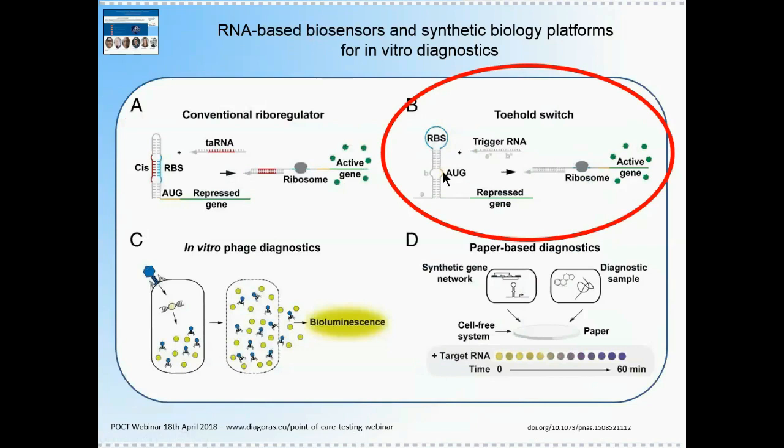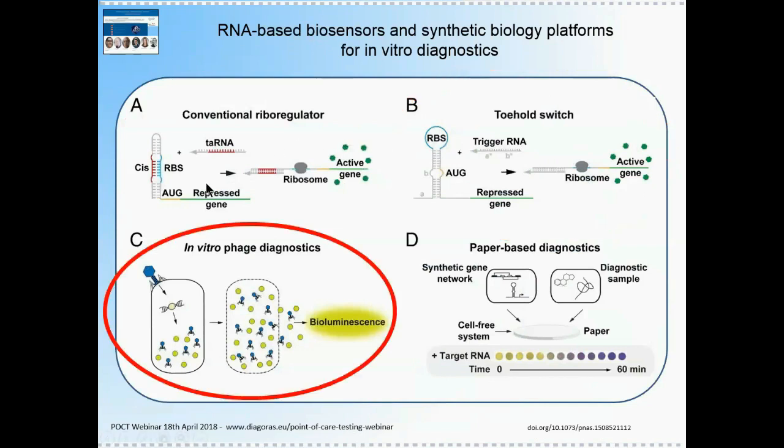In C, we see phages that have been engineered to generate bioluminescence when they infect a particular bacterium. So you could think of an E. coli or a Staph aureus phage. You put that into your sample, and if you see bioluminescence, then it means that the bacteria are present, the phages have infected the bacteria, and produced many thousands, 100,000s of copies, including bioluminescent proteins, which you can then detect in the reaction.